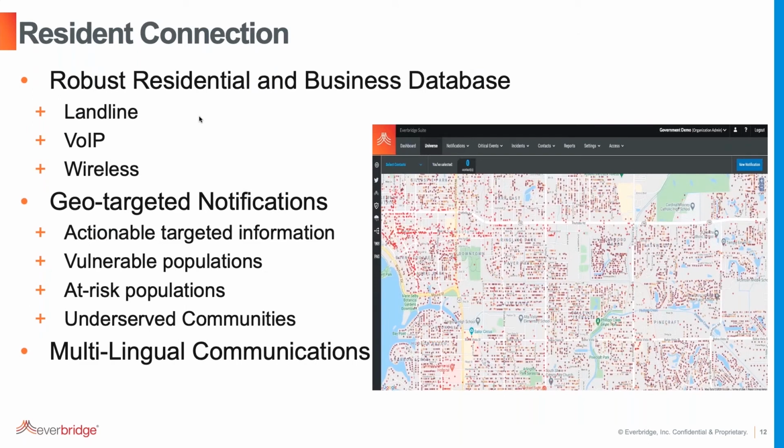A very big, powerful opportunity for everybody is our Resident Connection program. This is that robust residential and business database containing landline, voice over internet lines, and wireless data, allowing geo-targeted notification for actionable, targeted information. Vulnerable populations don't typically opt into notification systems. So having a database of landline, wireless, and voice over internet data lets you reach out to those folks who don't necessarily opt in. Go into those communities who need that information but typically won't sign up for it, and target those at-risk populations and underserved communities. Most importantly, you have the ability to notify them in multilingual communication.